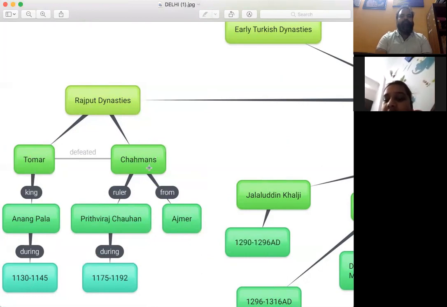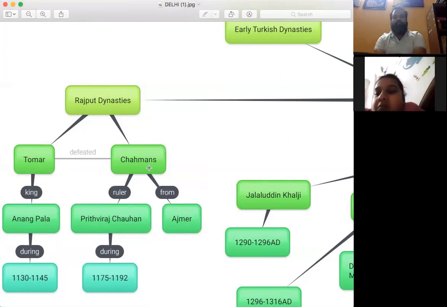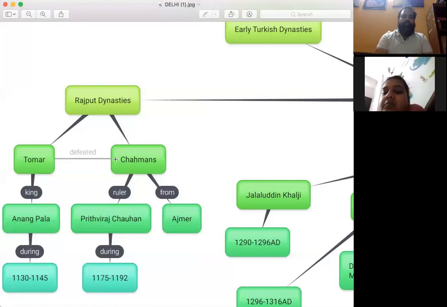Chahmans are also called Chauhans nowadays. Chauhan is a common surname in Delhi and Rajasthan. Those are basically Chahmans of those times, and they were mainly from the Ajmer side. Ajmer is near Jaipur in Rajasthan. One of the prominent rulers of the Chahmans was Prithviraj Chauhan, and he ruled Delhi from 1175 to 1192. So that is all about the Rajput dynasties.